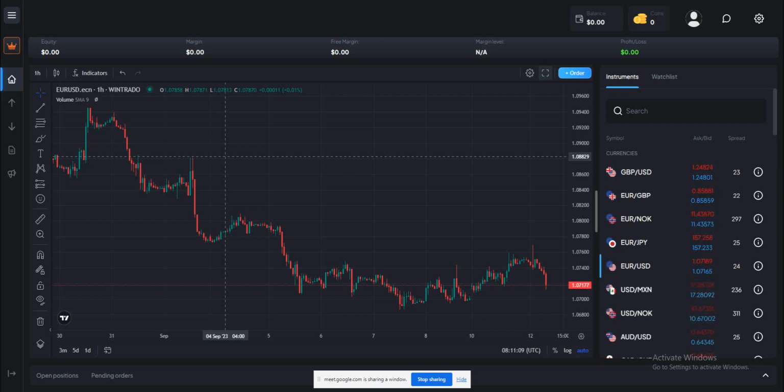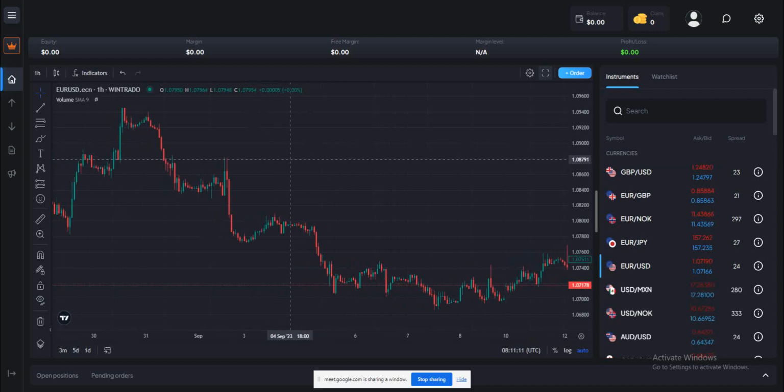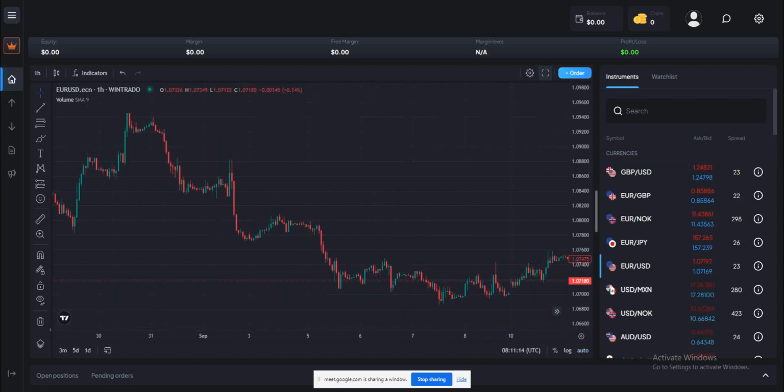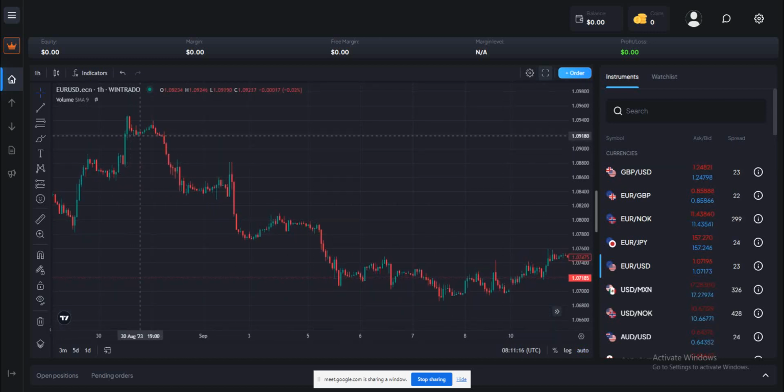So we're gonna also plot the Fibonacci retracement in our charts for you to see what the support and resistances are, and take the necessary decisions upon those.